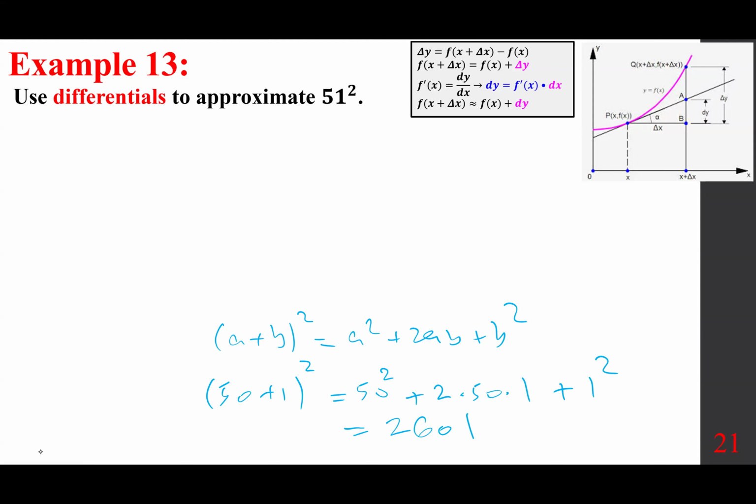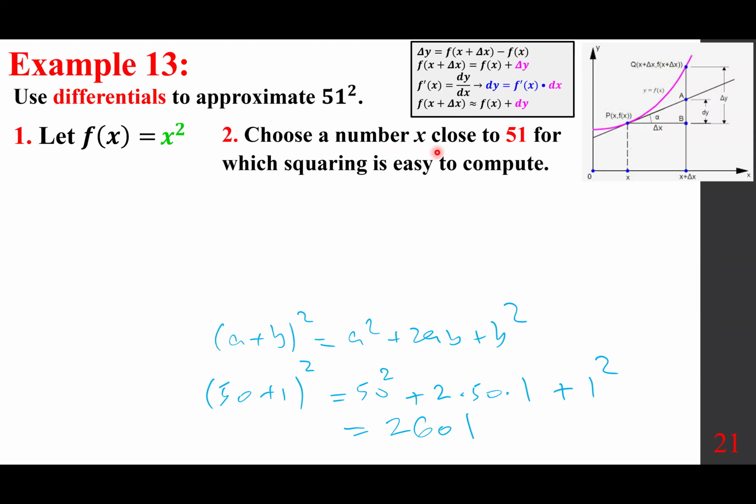But the purpose of the differential is two things. Okay, number one, if you want to use the differential, you have to come up with a function. What function do we use? All you have to do, read this and look at the operation 51 squared. What operation are we using? We are squaring some numbers, so f of x must be x squared. The next thing is you have to choose a number x close to 51 for which squaring is easy to compute. Clearly 50, because we know 50 squared is 2,500.